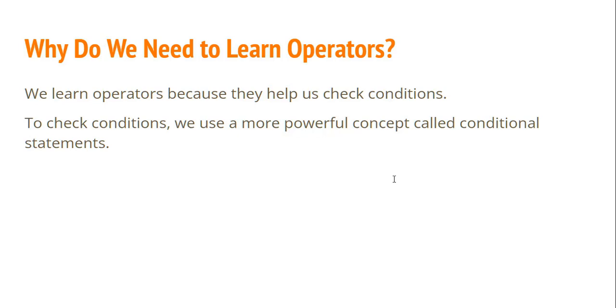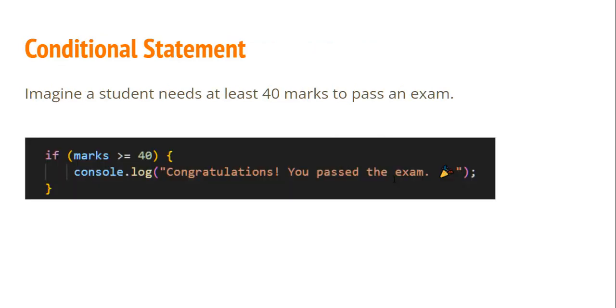In JavaScript, we use the if keyword along with parentheses and a condition that evaluates to true or false. If the condition is true, then the code inside the curly braces of the if statement runs. If it's false, JavaScript just skips over it. Let's take an example.